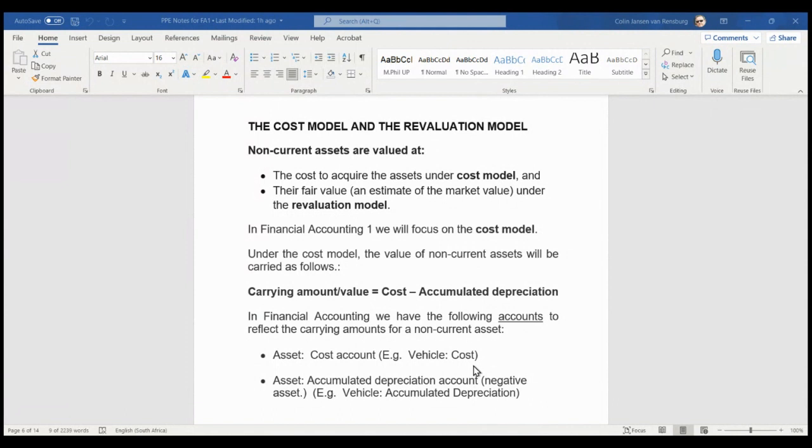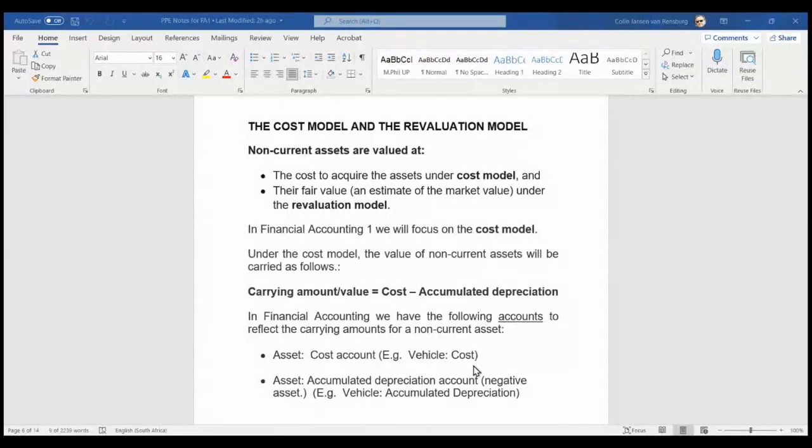That's an interesting one. Obviously, the cost of the asset will be an asset account, right? Your accumulated depreciation reduces the cost in order to determine the carrying amount there. Thank you, Sibusiso. That is exactly the right answer.